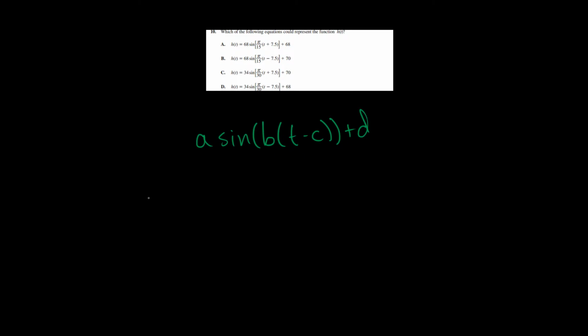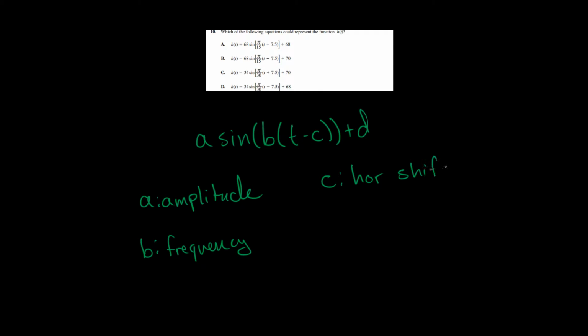In this case, if we have a sine of b times quantity t minus c plus d, if we think back to the previous video, a is our amplitude, which is the distance we go above and below our middle line. B is our frequency, which is how many sine graphs fit between 0 and 2 pi. C is our horizontal shift, so how the sine graph was shifted left or right. And d is our vertical shift, so how much the graph was shifted up or down.